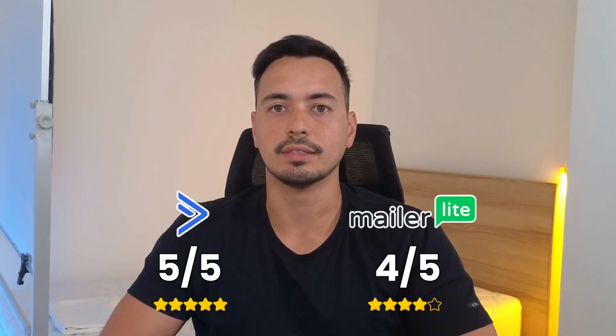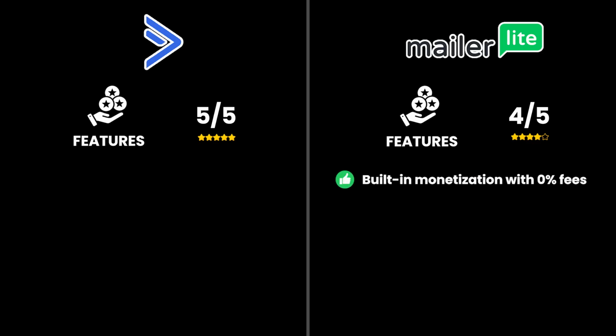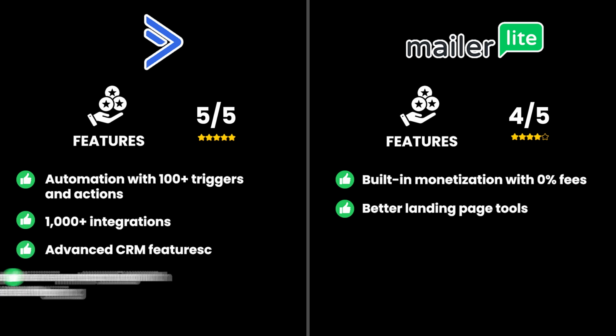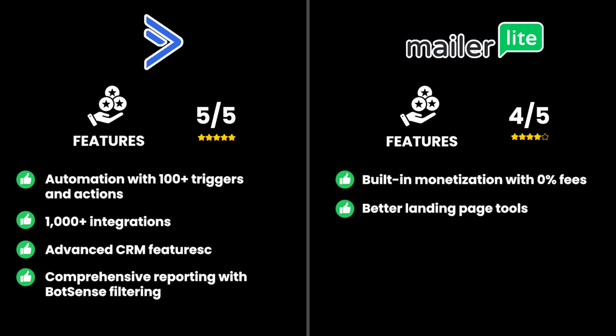ActiveCampaign wins features with a much more superior automation and enterprise-level functions. While MailerLite excels at built-in monetization with 0% fees and better landing page tools, ActiveCampaign's unmatched automation with 100+ triggers and actions, more integrations, advanced CRM features, and comprehensive reporting with BotSense filter make it the clear winner for businesses needing sophisticated marketing automation.